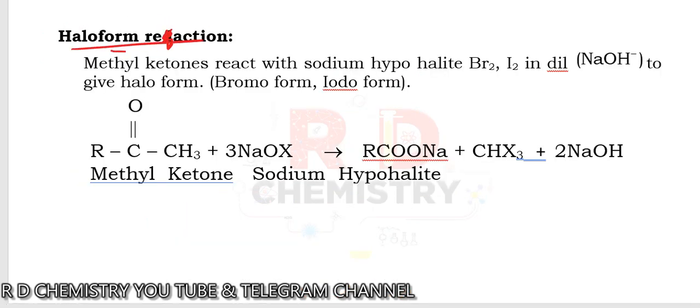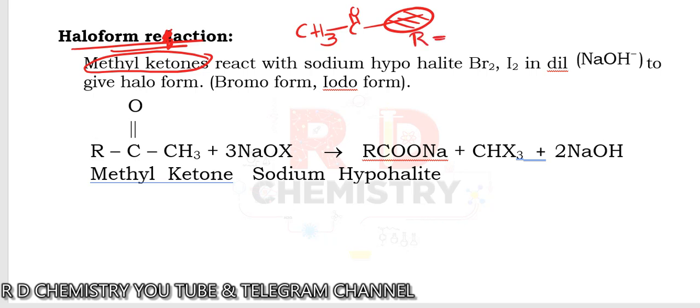Next one is the haloform reaction. Haloform reaction is mainly for methyl keto compounds. What is methyl keto? Methyl keto means the compound should contain the CH3CO group together. It can be any other group on the other side. Here R can be hydrogen, R can be CH3, R can be benzene, R can be methyl, but there should be a CH3CO group together.